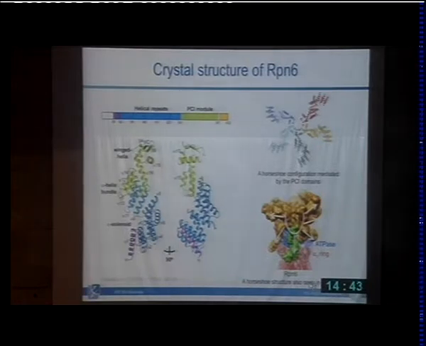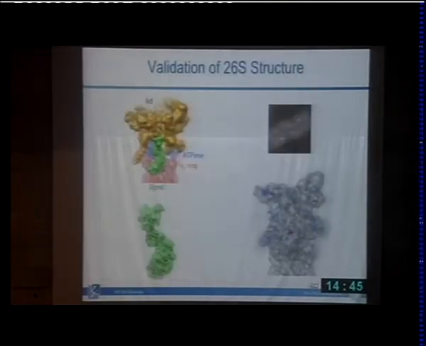We could prove that also in a much more definitive manner. We took the crystal structure of RPN6, low pass filtered it, and cross-correlated it with the entire structure of the 26S, and you see here the cross-correlation function. The cross-correlation peaks were extremely sharp and well-defined, confirming the positioning.